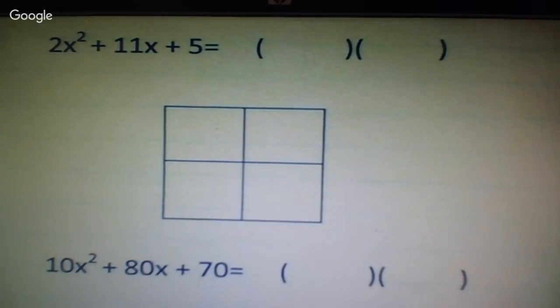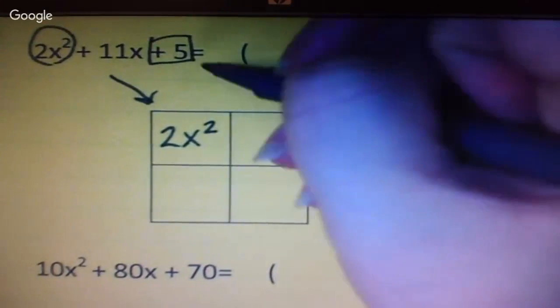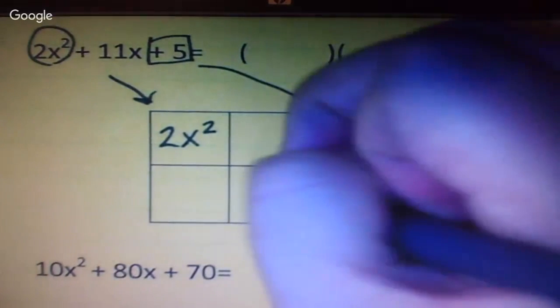Okay. So when I'm looking at factoring, what's the first thing that I need to look at? Greatest common factor. So I've got 2, 11, and 5. Do they share anything in common that can be pulled out? No. How about the X's? No. No greatest common factor. So again, my A value goes here. So this becomes 2x squared. My C value goes here. So that's a 5.